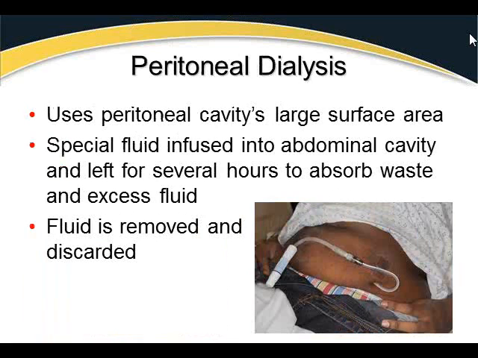Here's an example of a peritoneal dialysis attachment point. Really, it's their shunt, more or less, and this uses the peritoneal cavity's large surface area, and it infuses this dialysate, is what it's called, into the abdomen, leaves it there for a couple of hours, pulls out the waste, and then it's removed and discarded.